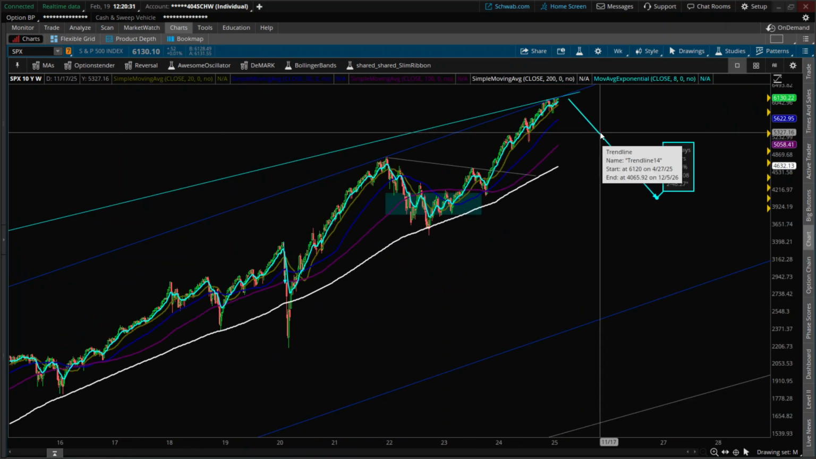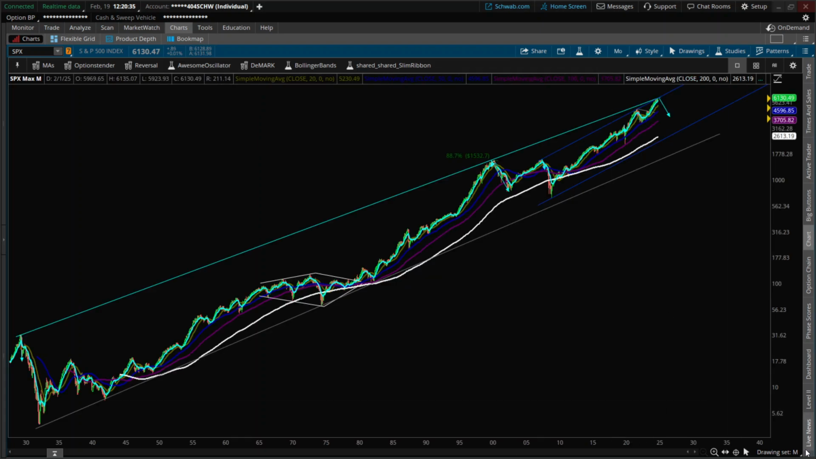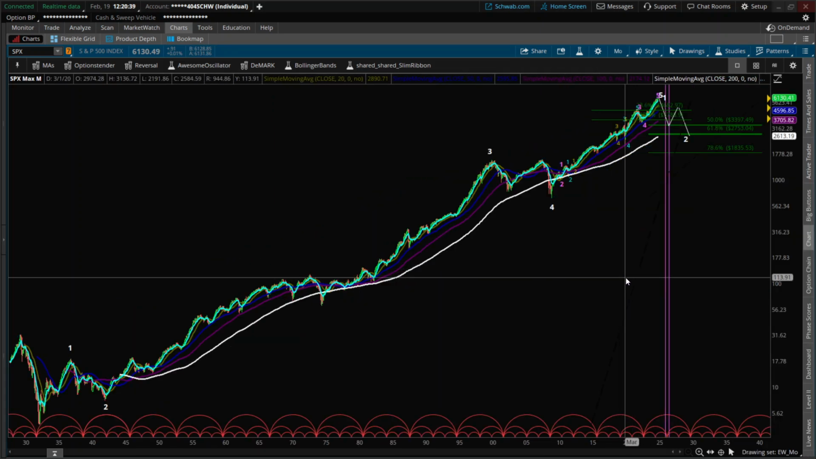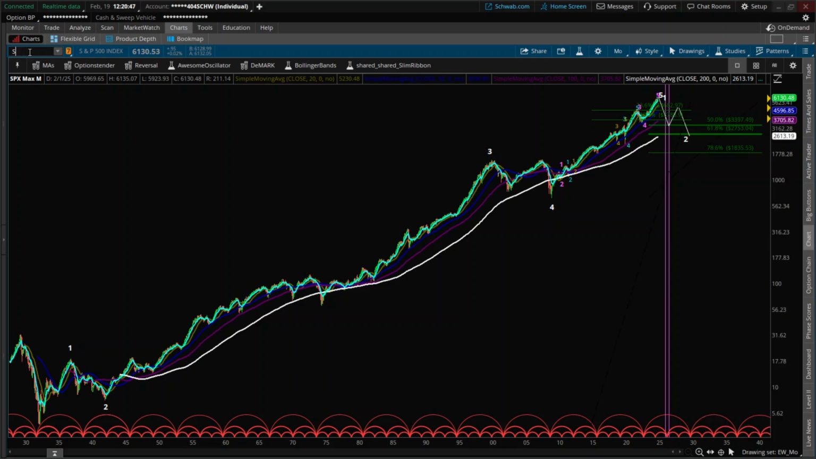Weekly. I don't think we look at this often, but let me see if I have any monthly. I don't believe I have any monthly. Oh, yes. Let's go to SPY.